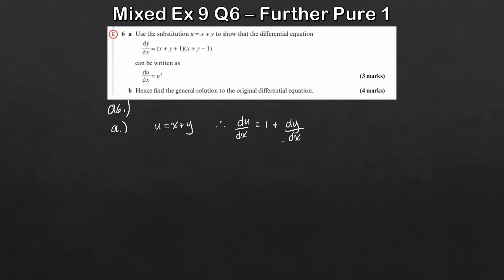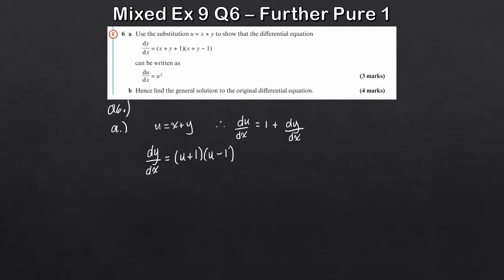Well, we know dy by dx can be written as this expression here: x plus y plus 1 times x plus y minus 1. If you notice, we have x plus y in both of those brackets, and we know u is equal to x plus y. So we can rewrite this as dy by dx is equal to u plus 1 for my first bracket, and then my second bracket will be u minus 1.